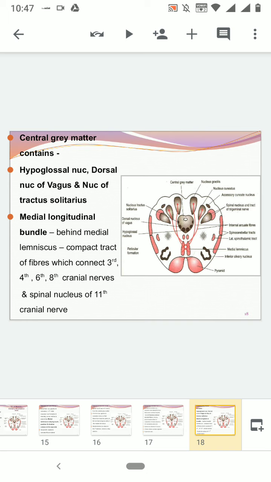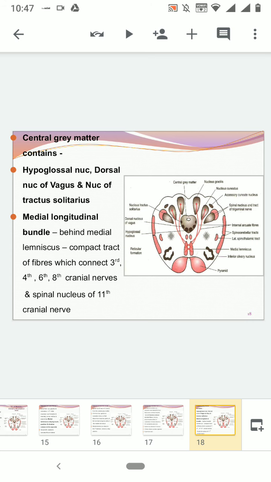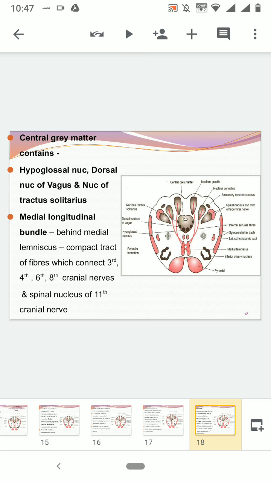So you are able to see. Now just below the central gray matter, we are able to see something called the medial longitudinal bundle, just below, just above the medial lemniscus. So what is this medial longitudinal bundle? This is nothing but communication.